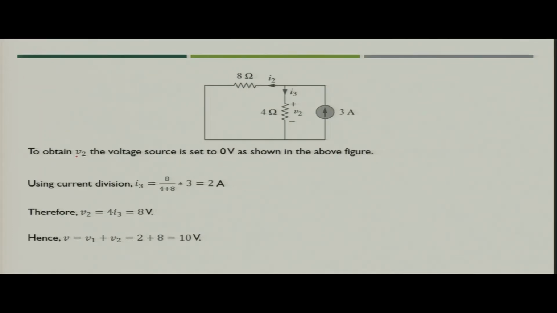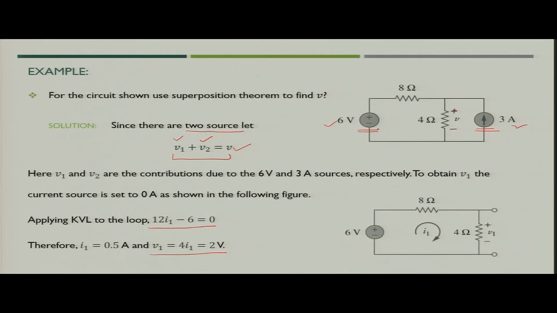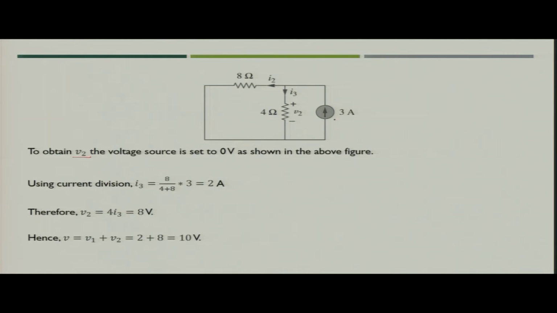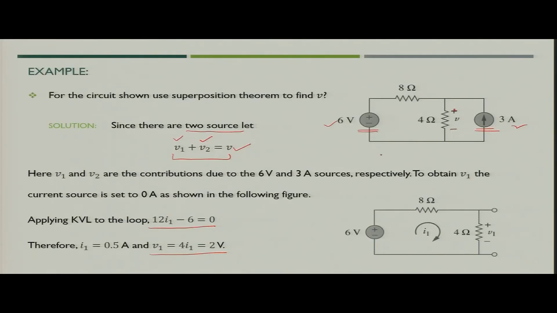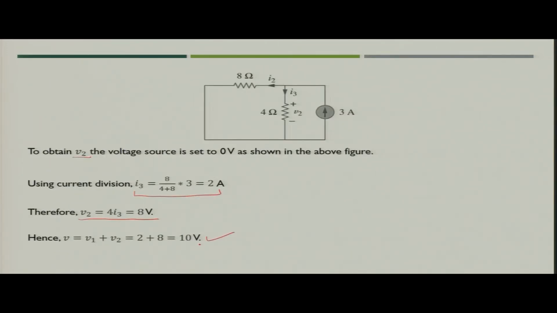Now, to obtain V2, what will you do? You have to simply short circuit the voltage source and apply the current source. So, in that case what will happen? You have to use current division at this particular node. You will get the value of current flowing through the 4 ohm resistor, which is 2 ampere. So, in that case voltage V2 you will get as 8 volt, and finally using the superposition theorem, the total voltage across the 4 ohm resistance in this circuit would be 10 volt.